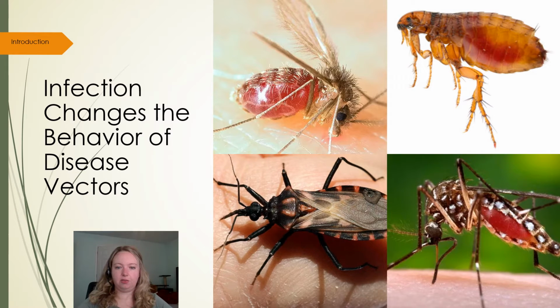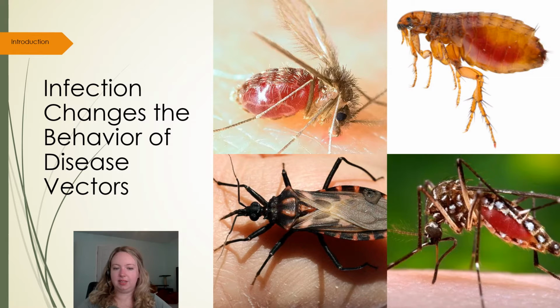Vector-borne diseases account for a large proportion of infectious diseases that affect humans and wildlife globally, and with climate change expected to create conditions that expand a vector's geographic range and habitat, it's become extremely important to understand the disease dynamics of vector-borne diseases. Many studies have shown changes in behavior of vectors when they become infected with a pathogen.